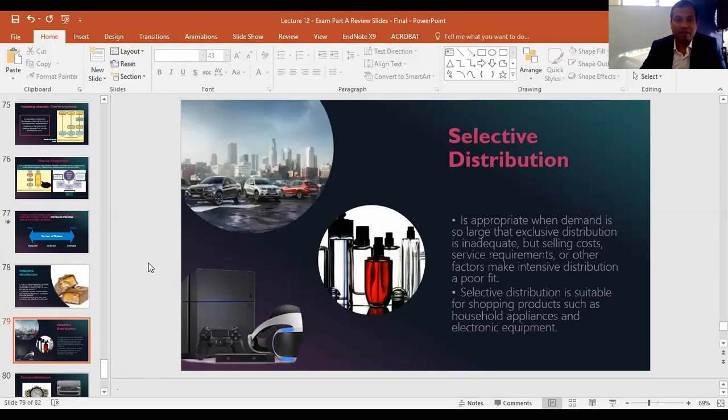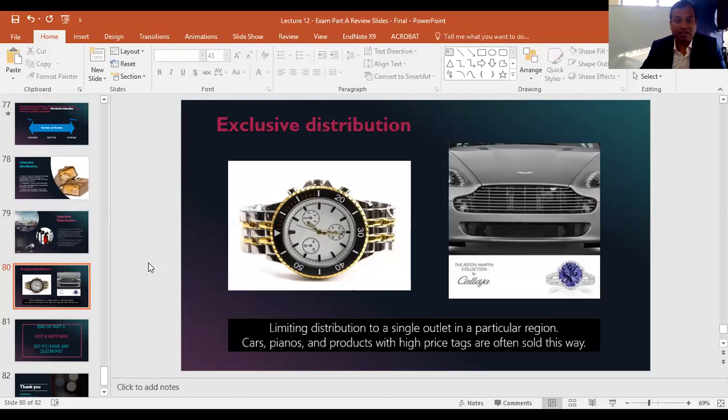Intensive, selective, and exclusive: cars, pianos, and products with high price tags are often sold this way. In exclusive distribution, the company wants to have an interaction because they are selling a high-end product. They want to see face-to-face, and the role of the executive is very important, because he represents the whole company. So everything matters here. It will be a costly proposition for the firm, but they do it because they know the importance of having an exclusive distribution center. It helps to a great extent in building loyalty and relationships. If you go to Harley Davidson, they have only exclusive outlets, so you can't get it in other shops.